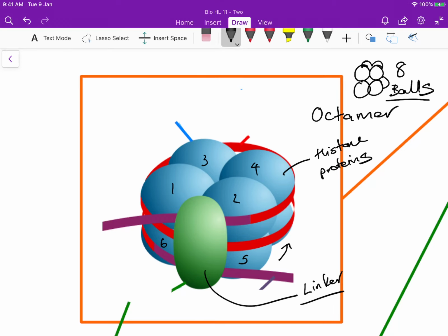And then you can see that the DNA is wrapped around, and it's almost 2 turns. It's actually exactly 1.7 turns, which is 146 bases of DNA. It wraps around, and then it goes off, and then there'll be another nucleosome. So let's just have a look at all that.